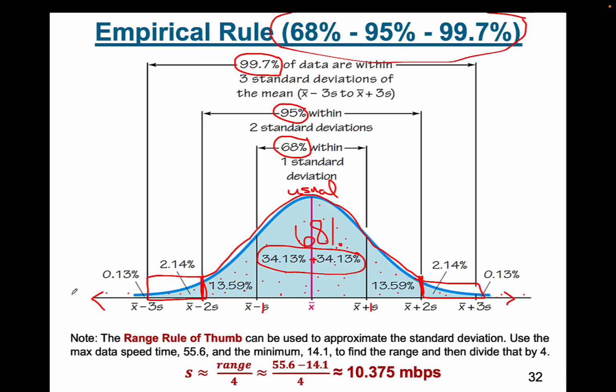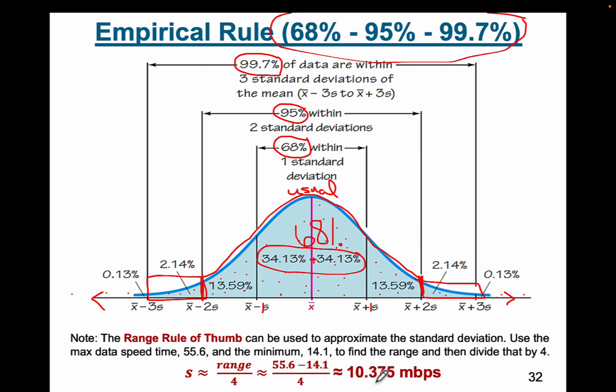Just a note that the range rule of thumb can be used to approximate the standard deviation. We could just use the maximum data speed time. It was 55.6 if you recall, and the minimum data speed time, that was 14.1 if you recall, or you could just look back a few slides. If we take those max and min values and we do the maximum one minus the minimum one and we divide it by 4, it will give us an approximate standard deviation of our sample data, 10.375 megabits per second.